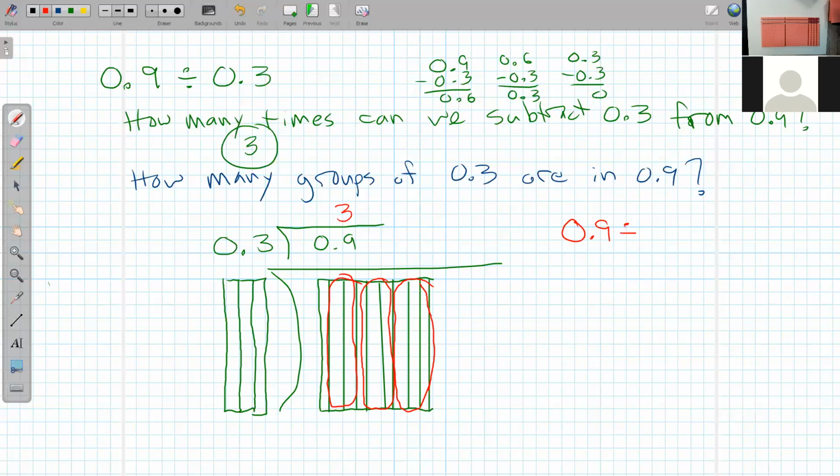And when we do that, just a reminder, we really are thinking about these whole tenths. Now, before I was thinking about hundredths, this time I'm thinking about tenths. And basically, I have 3 things there. I have 9 things there. How many groups of 3 are in 9? There are 3, right? Bottom line is decimal division boils down to whole number division. So this is like whole number division.